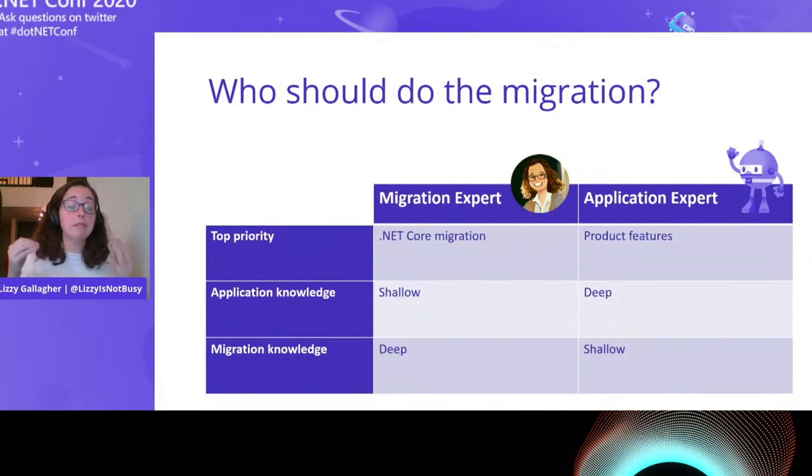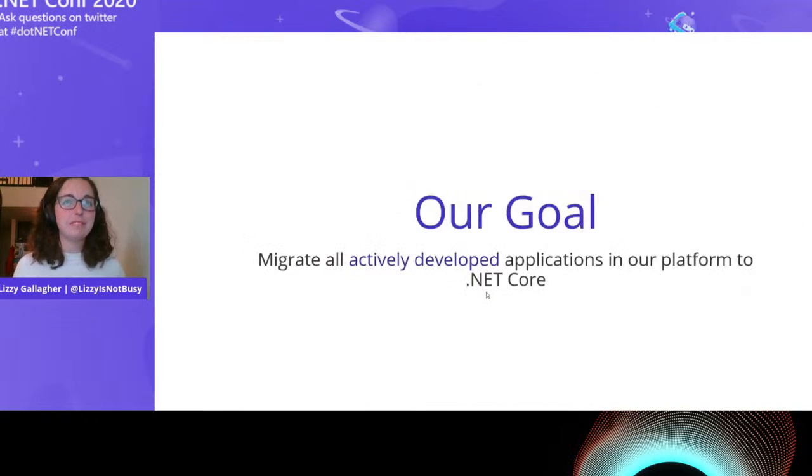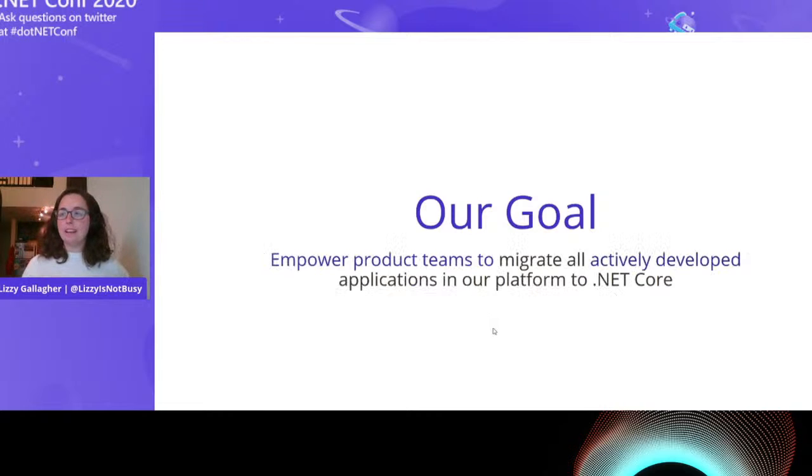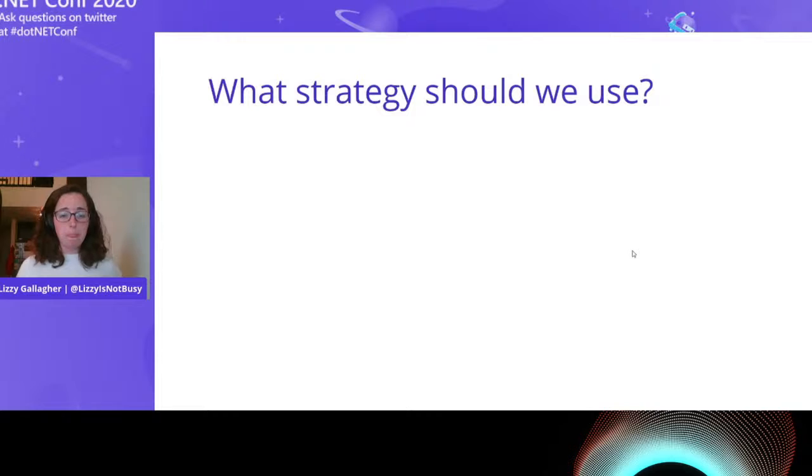All right, so after we decided on this hybrid system of responsibility, we again edited our goal. So if our goal was previously to migrate all actively developed applications in our platform to .NET Core, we changed it to empowering product teams to do the same. So we did have one last decision to make. Should we break this migration into multiple steps, or should we do it all in one go? Well, answering this question ended up being very simple.